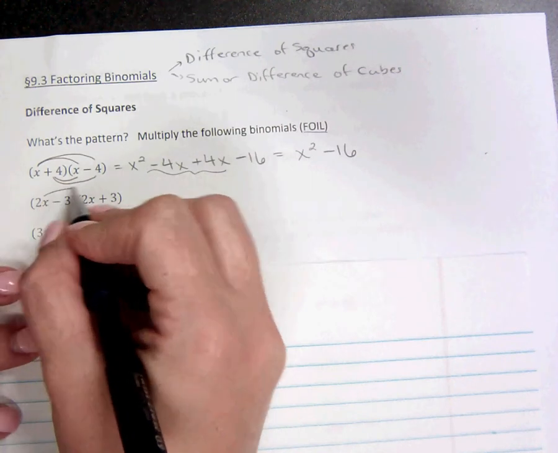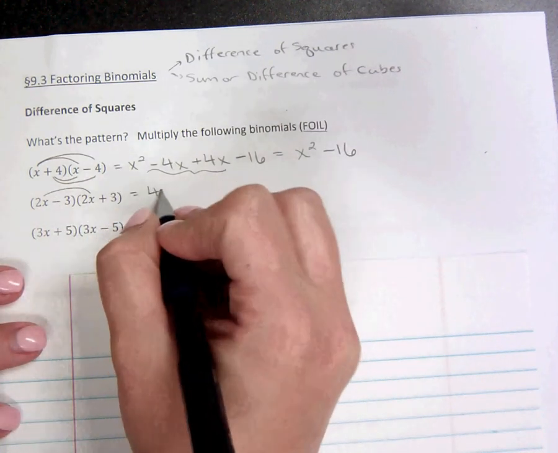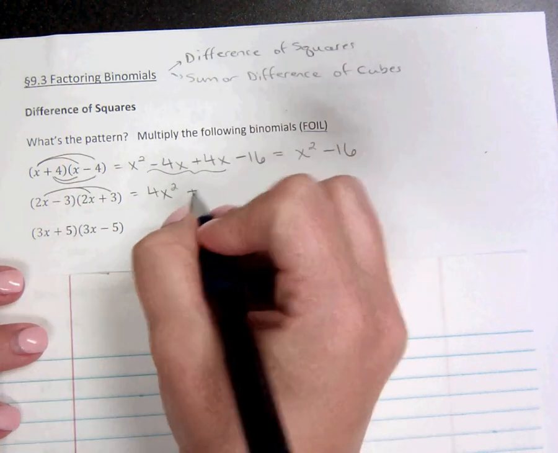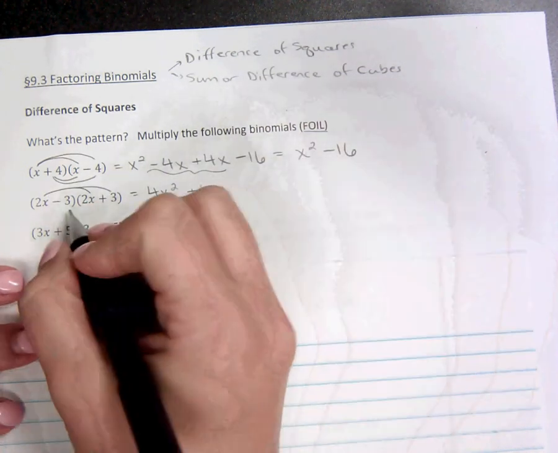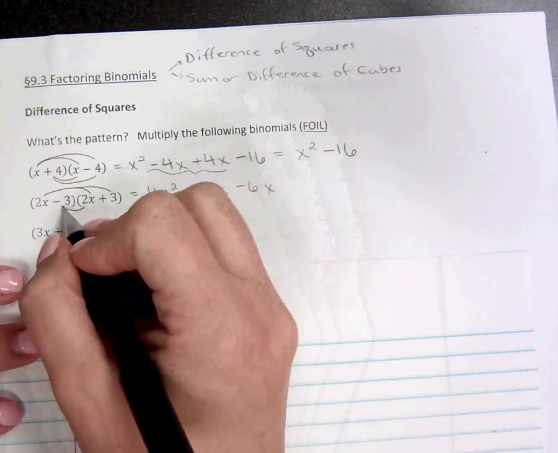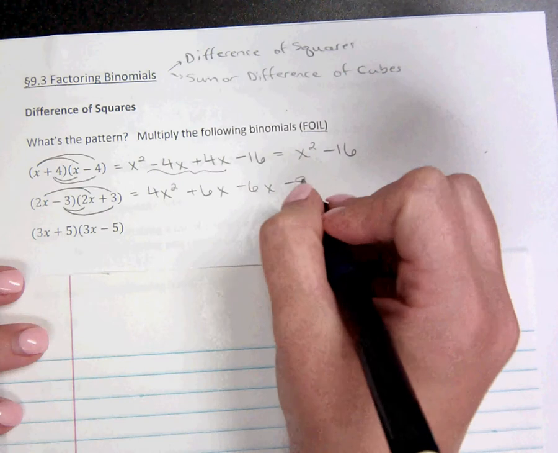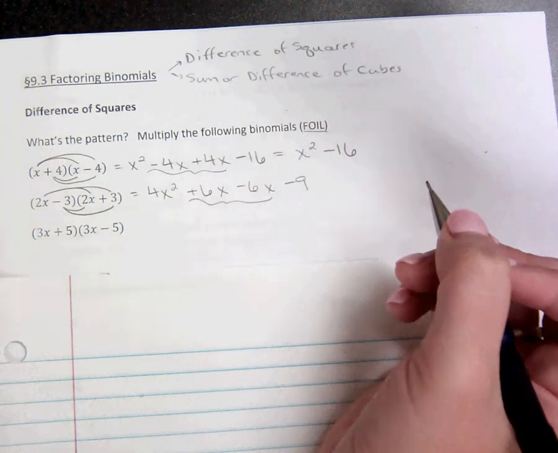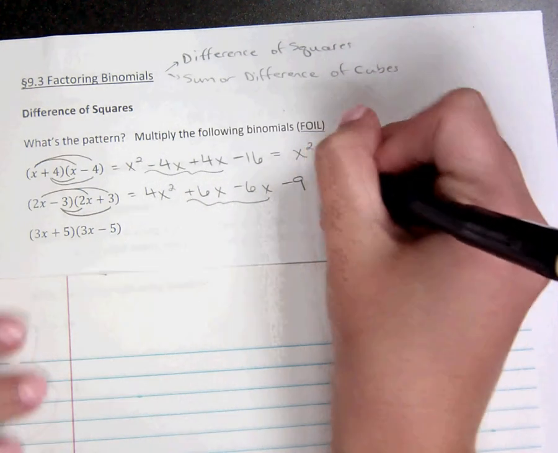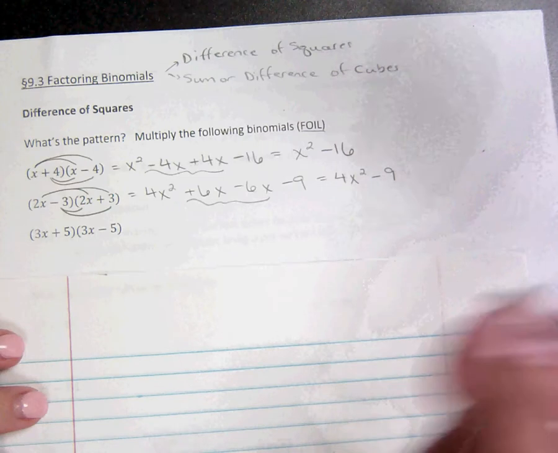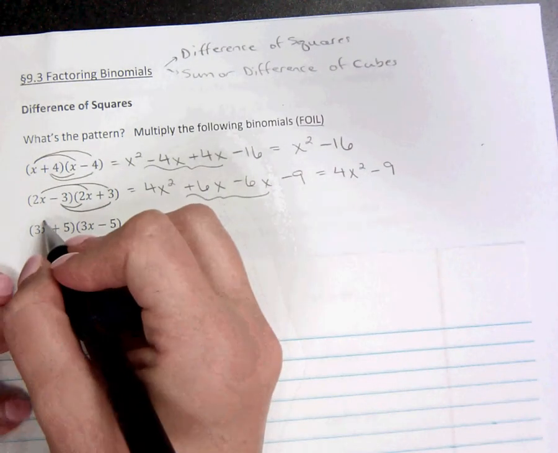Let's look at the next one. If I have 2x times 2x, that's 4x squared. 2x times positive 3 is positive 6x. Negative 3 times 2x is negative 6x. And negative 3 times positive 3 is negative 9. And again, the two middle terms zero out, and I'm left with 4x squared minus 9. Let's do that one more time.